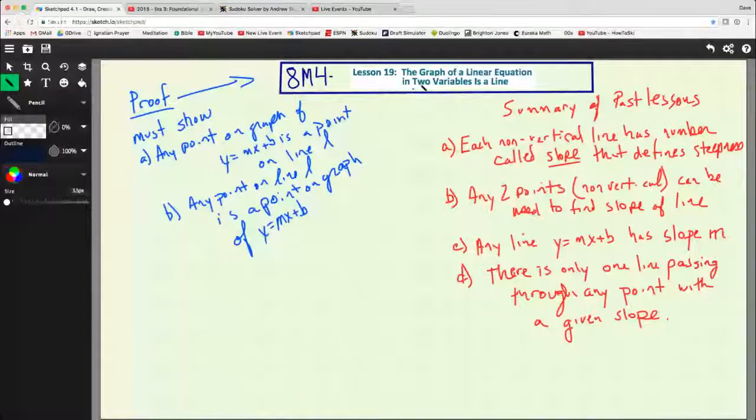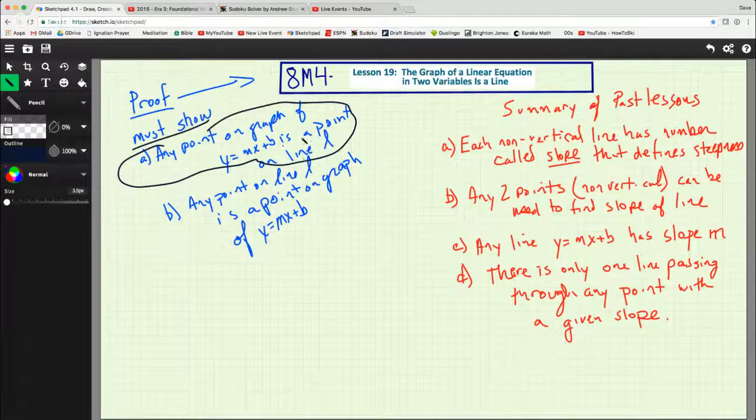Okay, here we go. Again, the proof of why the graph of a linear equation in two variables is a line is that you have to show that any point on the graph of y equals mx plus b is a point on a given line. And then you have to turn around and say that any point on that line is a point on the graph of y equals mx plus b.